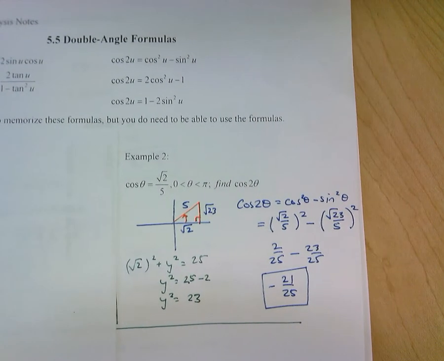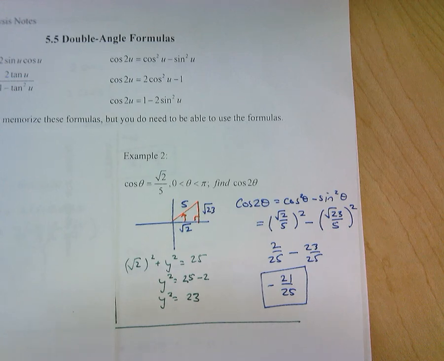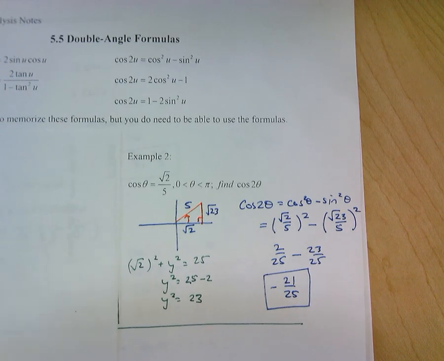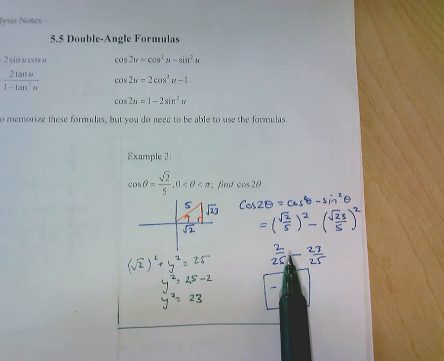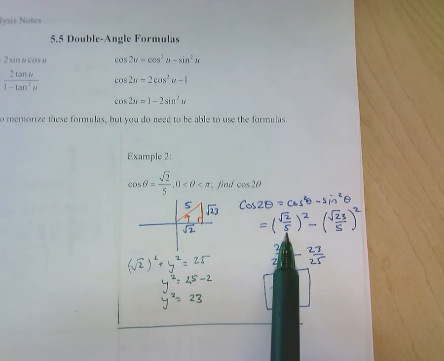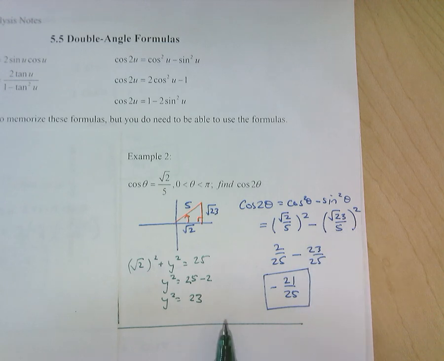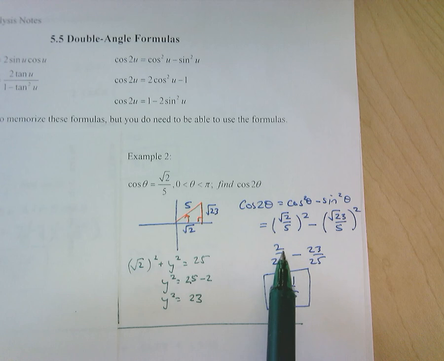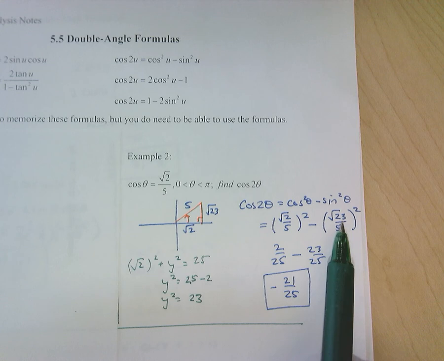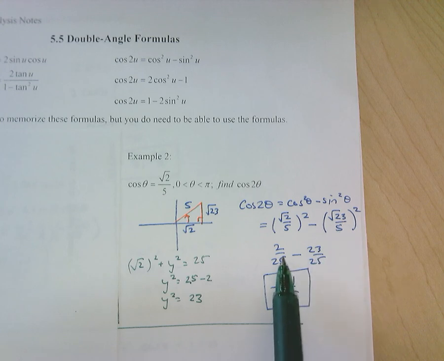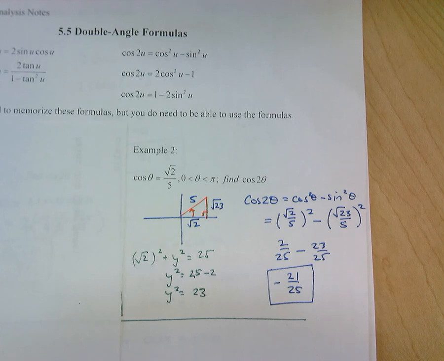And I use my formulas. There are 3 different formulas for cosine. The first one is the real one. The other ones were just derived by replacing it, and I'll show you on the equations how it can be derived. Filling in everything. So cosine, square root of 2 over 5, I square that. Minus the sine, square root of 23 over 5, I square that. Square root of 2 squared is 2. 5 squared is 25. Square root of 23 squared is 23. 5 squared is 25. So 2 minus 23 is -21 over 25.